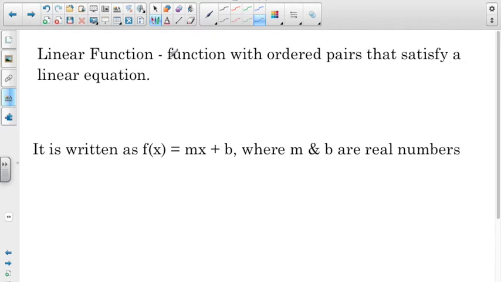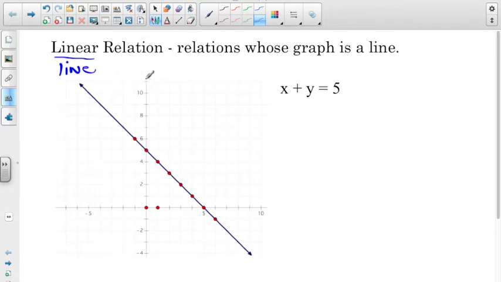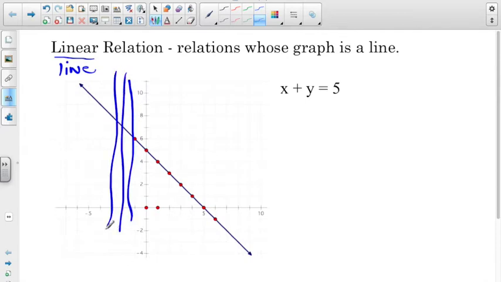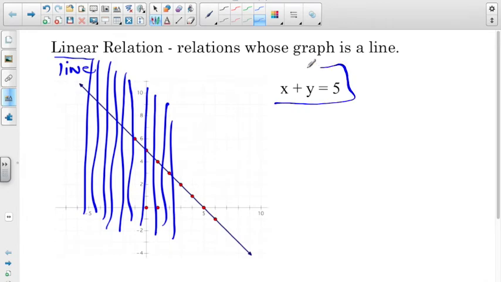A linear function, then, is a function with ordered pairs that satisfy a linear equation. This would be an example of a linear function. Now, remember we talked about the vertical line rule. If I were to draw a vertical line, no matter where I drew it, that vertical line is only going to go through one point. So this is a function right here. This equation x plus y is equal to 5 is a function.